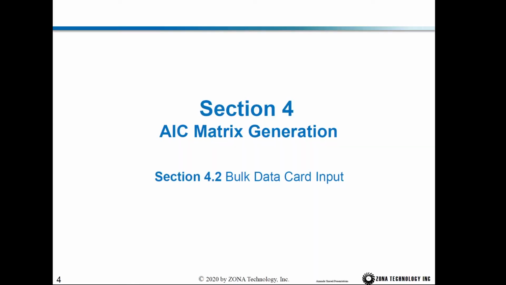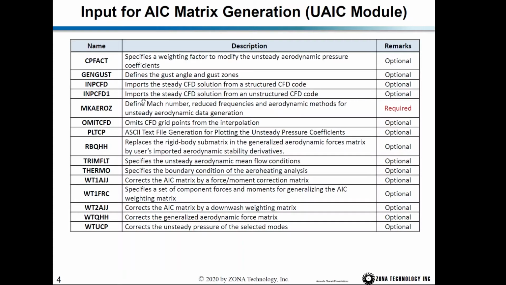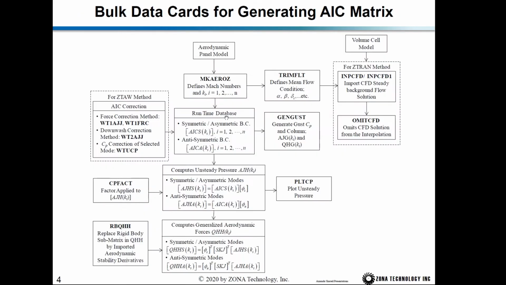Section 4.2, bulk data card input for generating the AIC matrix. All the cards are related to the generation of the AIC matrix. The only required card is called the MKAEROZ card. In this card, you define the Mach number, reduced frequencies, and aerodynamic method for the unsteady aerodynamic data generation.